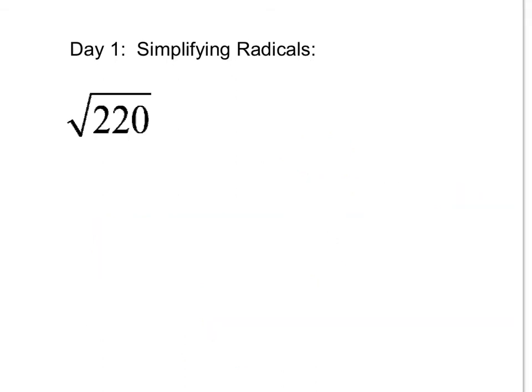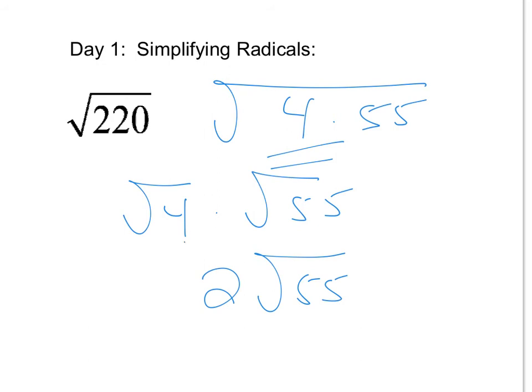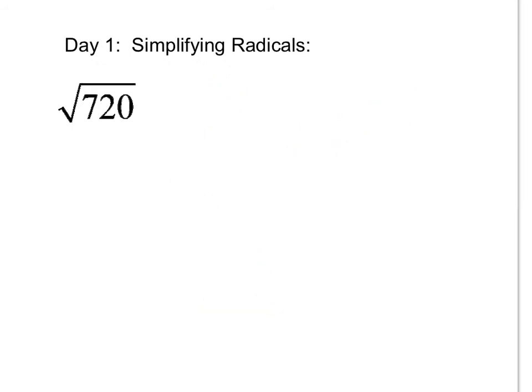Root 220. Are there any nice squares that go into that? How about 4? 4 times 55 is 220. So I'm going to have root of 4 times 55. I know I can take the 4 out, so this becomes root 4 times root 55, which is 2 root 55, because 2 is root 4. Hey, this is fun.